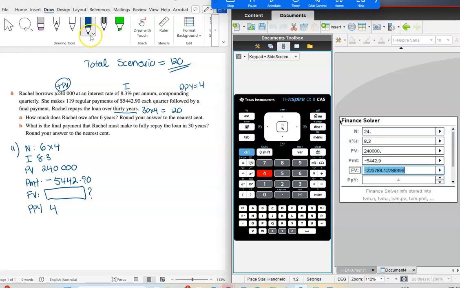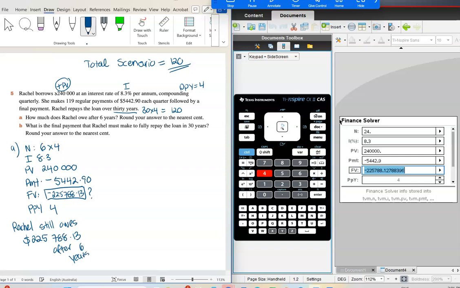So it's saying that that's a negative 225,788.13. So it's negative because how much does she still owe? So Rachel, so what's the value? How much does she owe? So Rachel still owes, and this is where I'll change it to a money value, after 6 years.